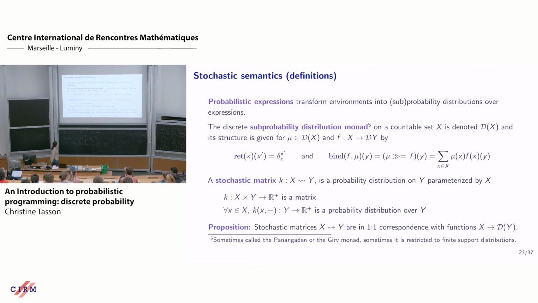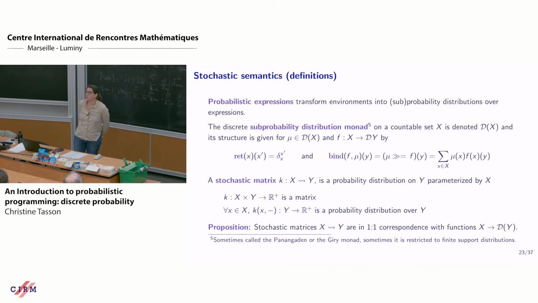Okay, so now we have the stochastic matrices as before, and there is a 1-1 correspondence between stochastic matrices and functions from X to the D of Y. That means that stochastic matrices are parameterized probability distributions. A stochastic matrix from X to Y is a probability distribution on Y, which is parameterized in X. Right.